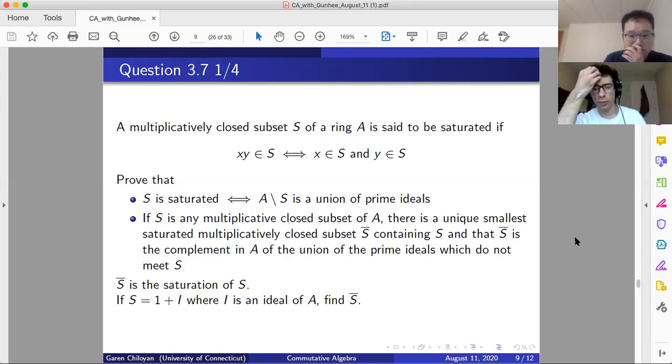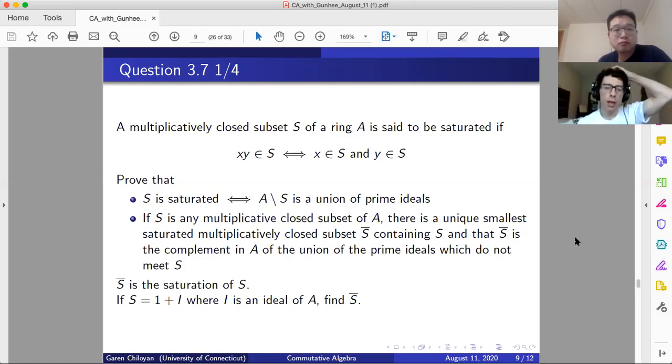So we have to prove a couple of things. So S, let's say, is saturated if and only if the complement is a union of primes, and if S is any multiplicatively closed subset of A, there is a unique smallest saturated multiplicatively closed subset, I'll call S bar, that contains S, and that S bar is the complement in A of the union of prime ideals which do not meet S. So by definition, from now on we'll call S bar the saturation of S. And for a final question, if you have I as an ideal, what is the saturation of 1 plus I?